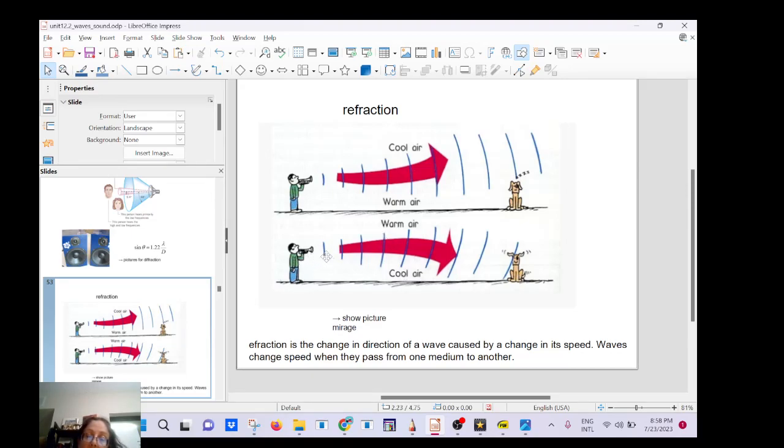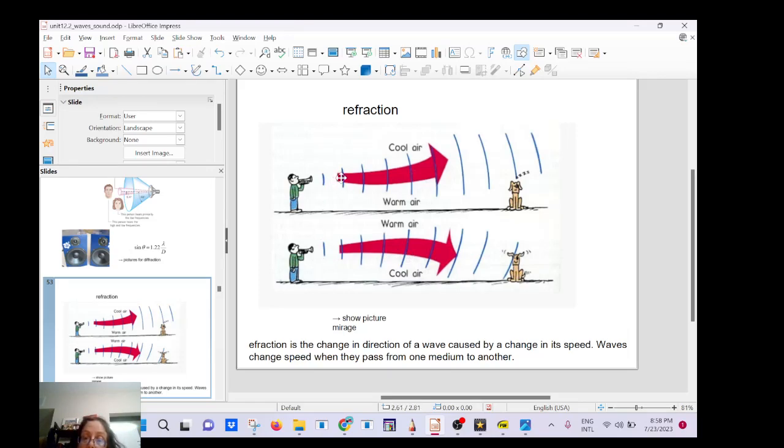So you're going to be able to hear the sound from very far away, because instead of going in a straight line, the sound will curve down. So if you live next to a train station, you will be able to hear the train. It's going to wake you up.